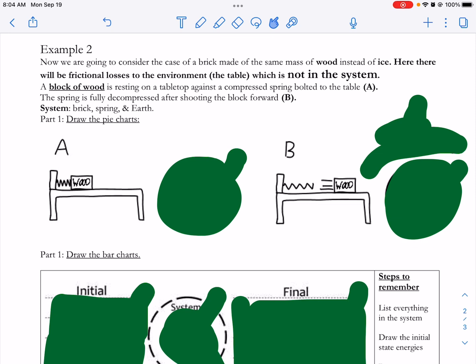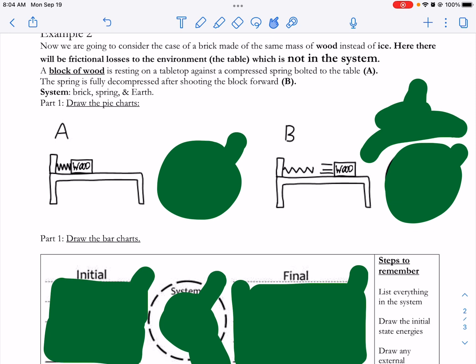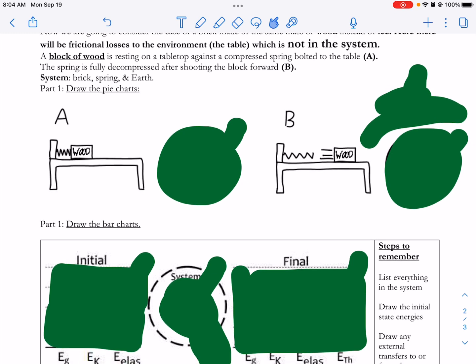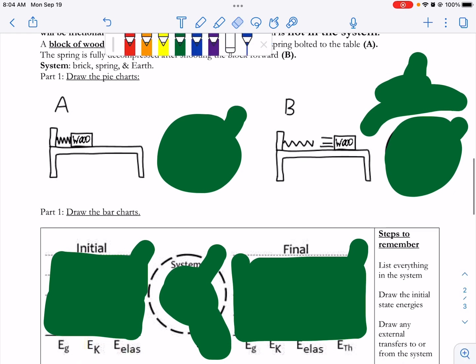Okay, so now our block of wood is resting on the table, compressing the spring, and when let go, the spring expands and pushes the wood across, and the wood is now sliding across the table, except there is friction now. So when we draw the pie charts, this is where it gets a little tricky.